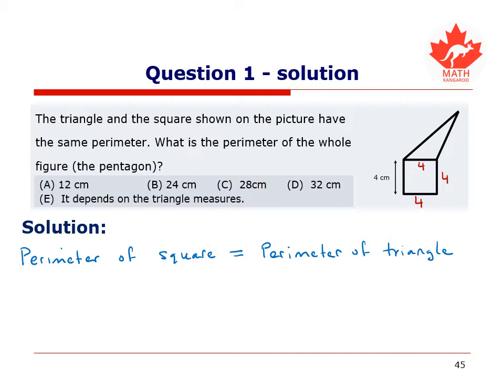This allows us to work out the perimeter of the square. So the perimeter of the square is equal to 4 plus 4 plus 4 plus 4, or in other words 4 times 4, which is 16 centimeters. That would be the distance around the square.